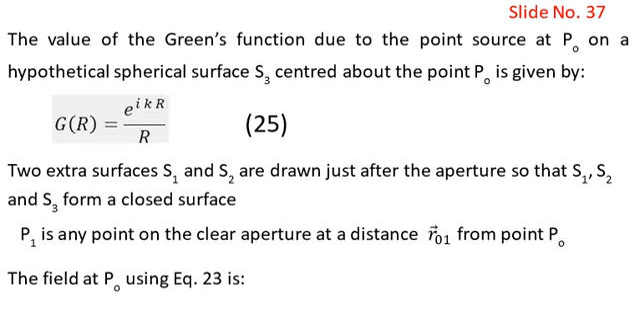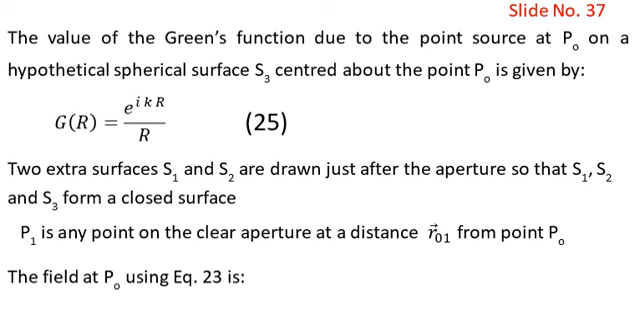So this is the contribution of the Green's function that you can see at the point P0. So G of r is equal to e to the power iota k r over r, because G is a point source located at the point of observation P0. So this makes equation 25.